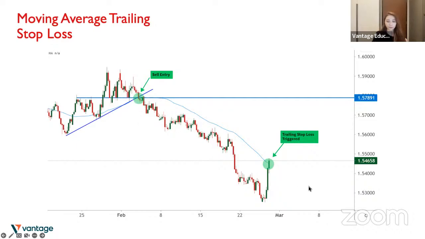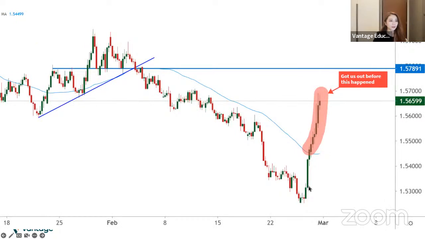If your stop loss was implemented on the moving average line, then you would have seen that you did indeed get out of the trend before it bounced back up and ripped off your earnings. So you can see that at this point it's smooth sailing, you are getting a profit from here to here.